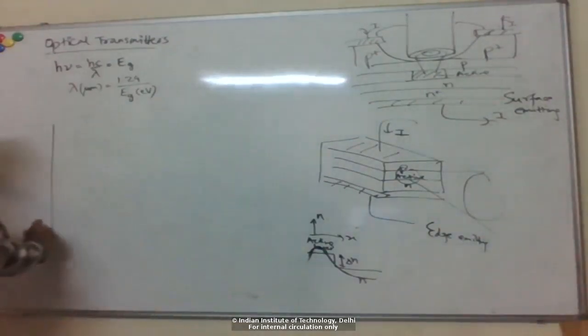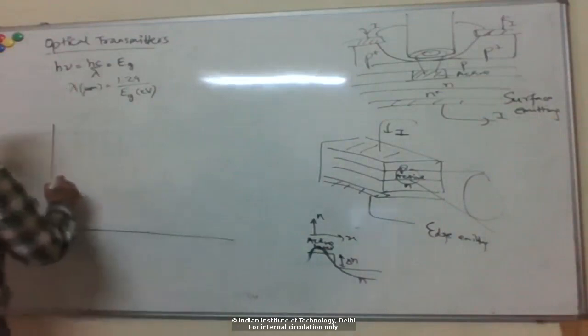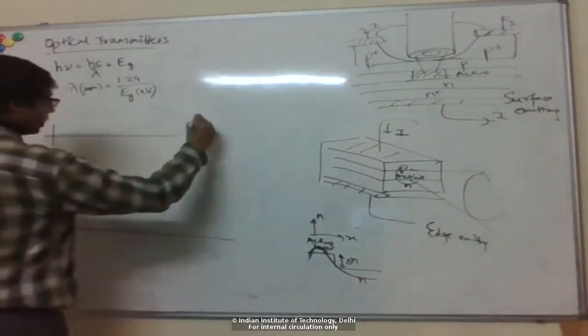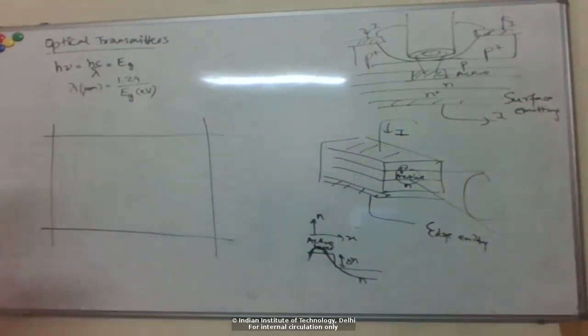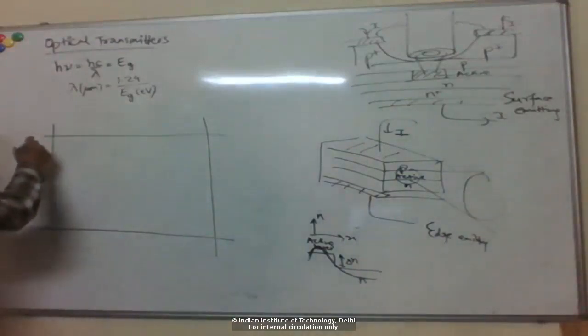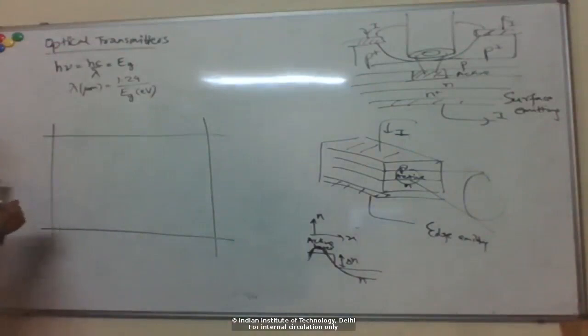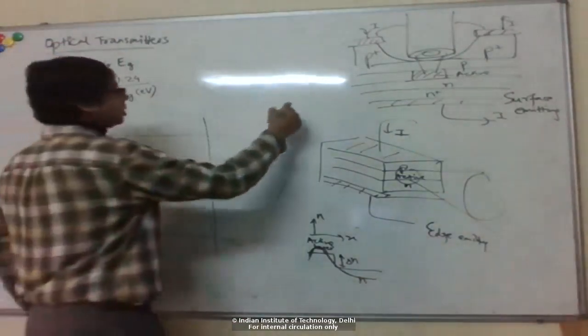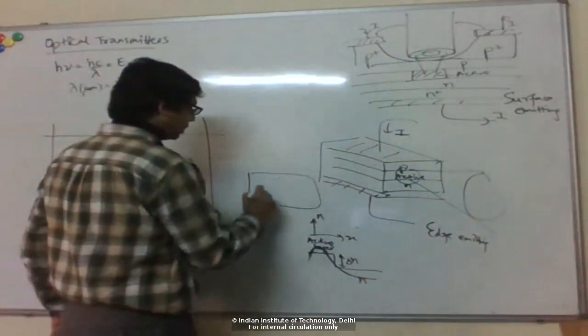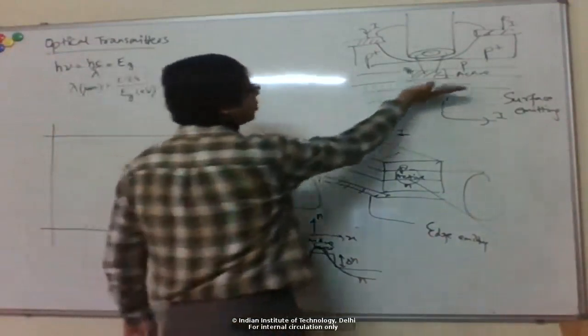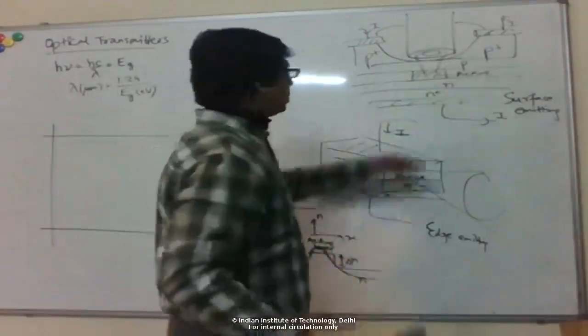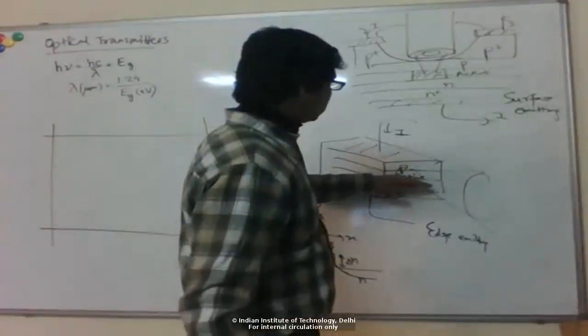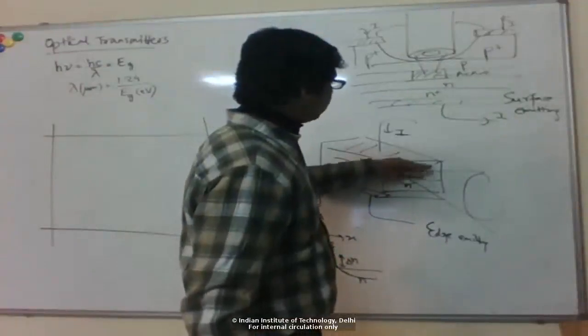So there's this diagram that one can use to select the material for a particular application, depending on the wavelength you want. Recall what's happening: if you're growing this material, for example, you grow the N material first, then the active layer, then the P material.